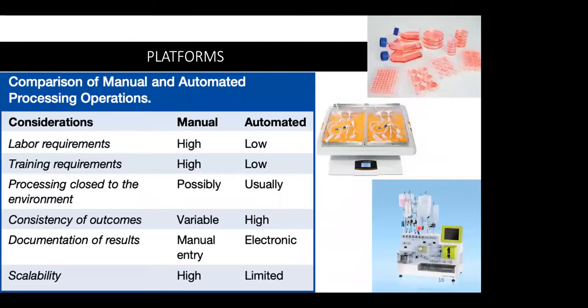Just like it is applicable elsewhere, automation is definitely preferable, especially when it comes to CAR-T manufacturing. The only disadvantage with automation as of now is that most of the instruments are designed for a specific cell number and culture volume, so you cannot function beyond that range. Other than that, when it comes to labor requirements, training requirements, closed system processing, consistency of outcomes, as well as documentation, automation has the upper hand over manual.